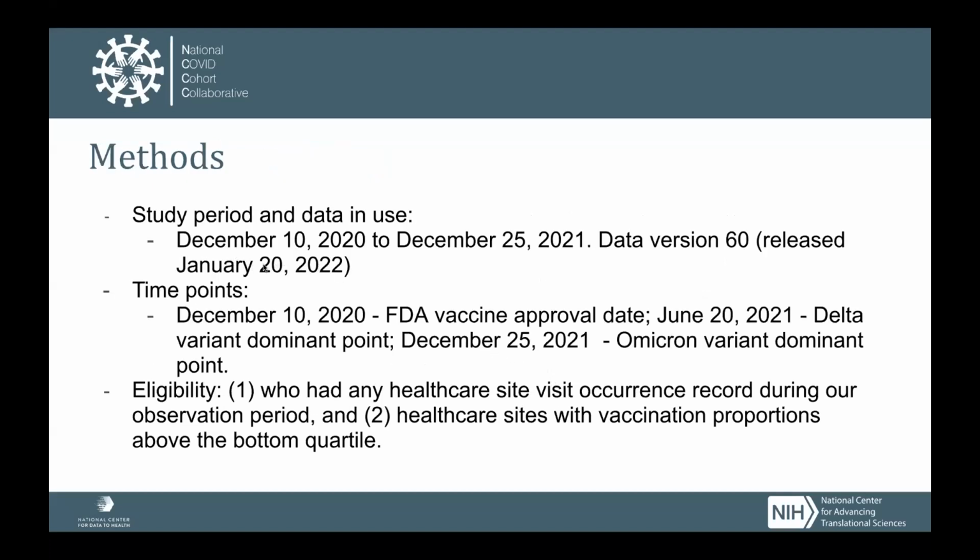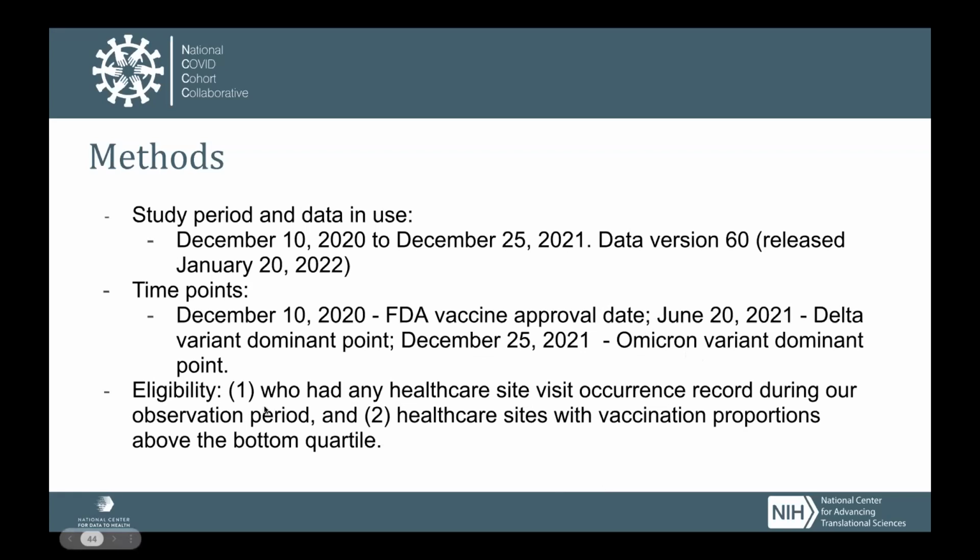For our study, we used data version 60, released on January 20th, 2022, to filter out the cohort within our study time period. We have several important time points in this study. The first is December 10th, 2020, which we chose as our study start date because it is the FDA vaccine approval date, so after this date people could start getting the COVID vaccine. June 20th, 2021 is the Delta dominant variant point. December 25th, 2021 is the Omicron dominant variant point, and we chose it as our study end date because our study did not include the Omicron period.